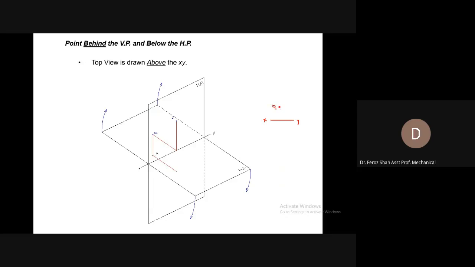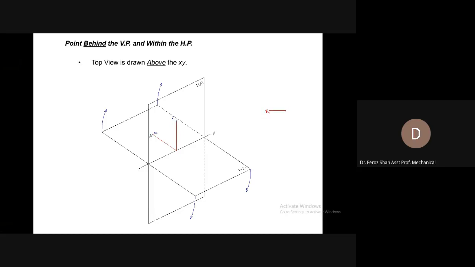So again, in the third case, the point is still behind the vertical plane, but this time it is within the horizontal plane. So for its top view, looking at it from the top or from the bottom, its top view will be created at this position on the horizontal plane, and by rotating the horizontal plane about 90 degrees, this will be shifted to this position, which is again above the XY reference line.